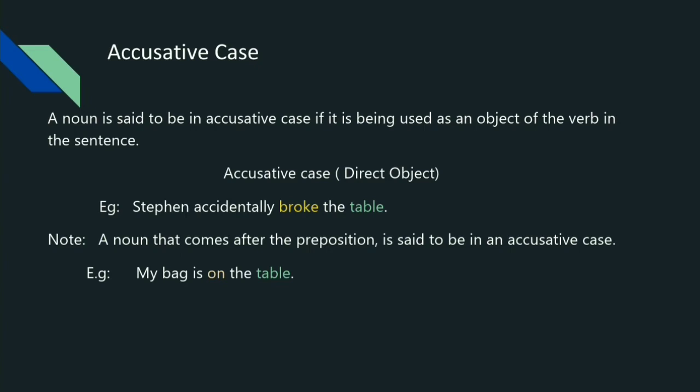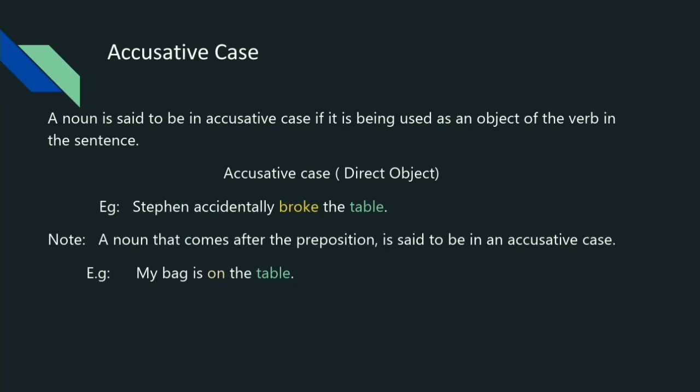So there's an example here like Stephen accidentally broke the table. Now in this example we can see the word broke, the action of this verb is directly implying on the table. So the table in this case is a noun and it is being used as an object, and it is a direct object, so it is accusative case of the noun.